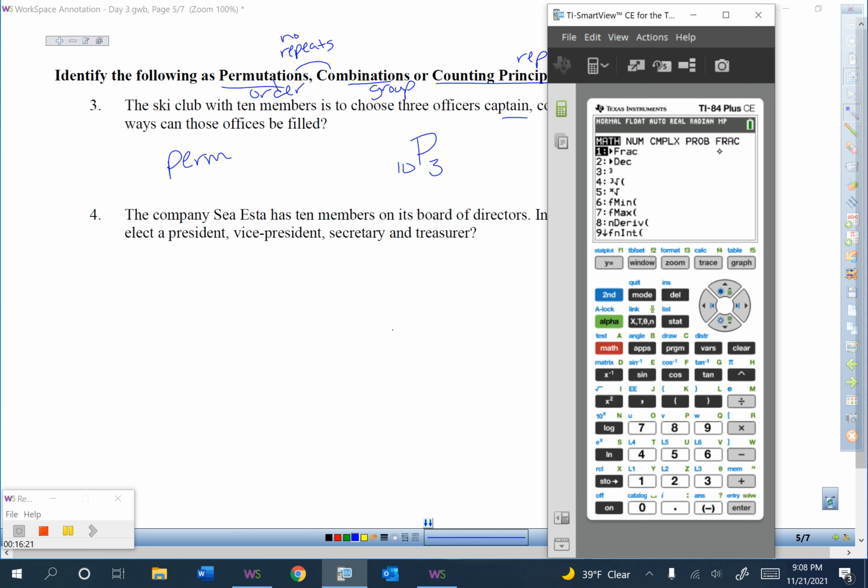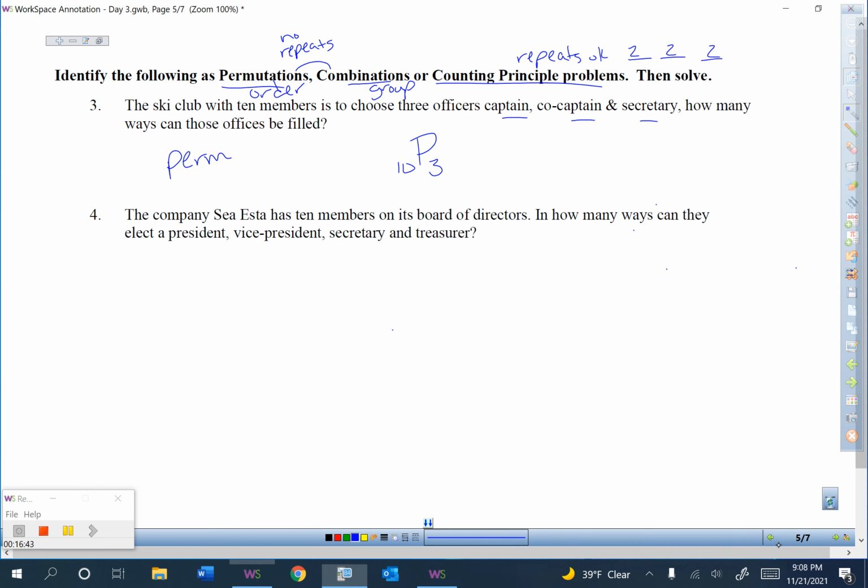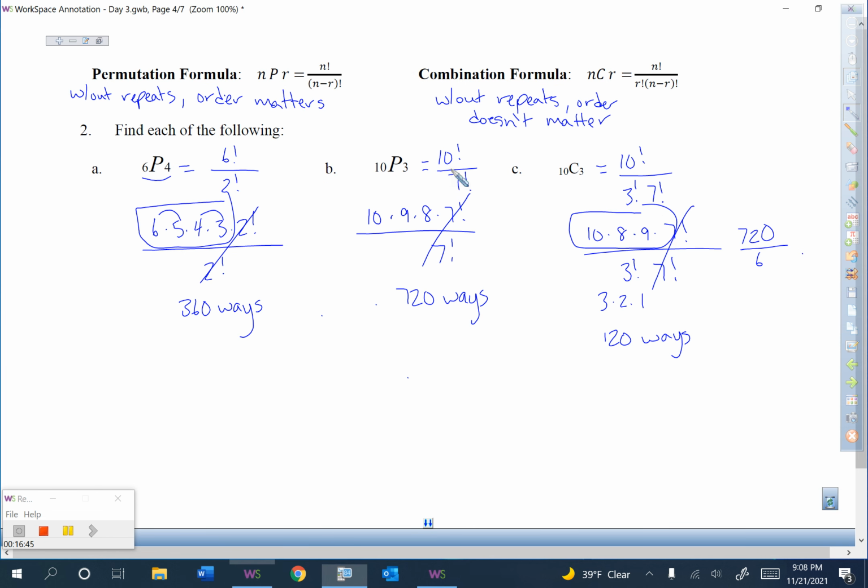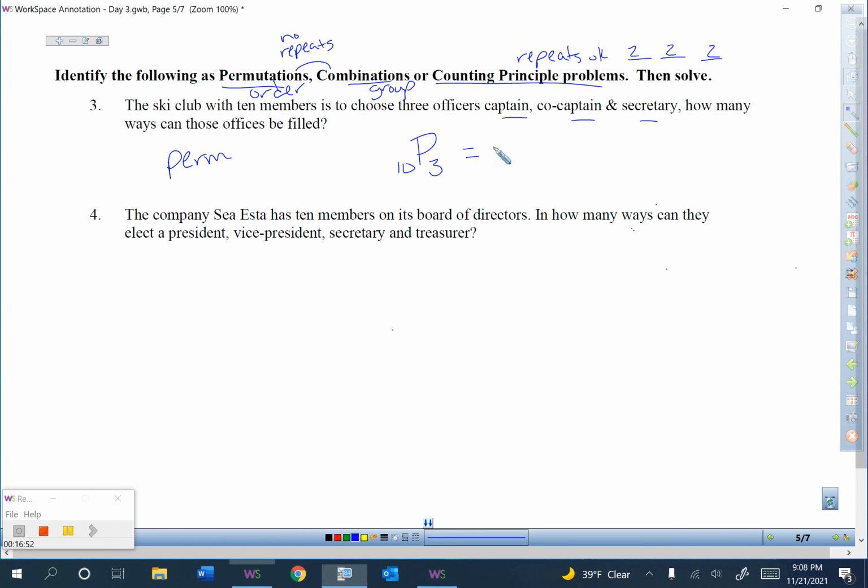Next up, the company Siesta has 10 members on its board of directors. It says, in how many ways can they elect a president, vice president, secretary, or treasurer. So again, this one is no repeats are allowed. Okay, with no repeats, it has to be a permutation or a combination. And this one's very similar to the one before. They're selecting different jobs, so that is a permutation. If you flip around the order of those people, they would have different jobs, thus different meaning.